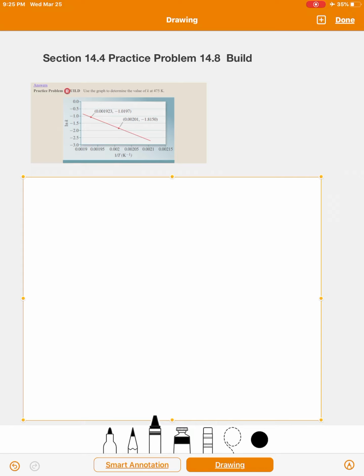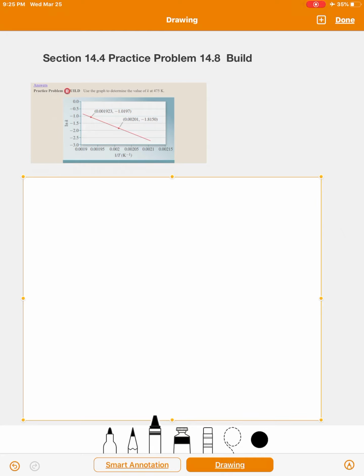Okay, so for this one, section 14.4, practice problem 14.8, the build problem, it says to use the graph to determine the value of K, that's the rate constant, at a temperature of 475 Kelvin, right? 475 K, K is the abbreviation for Kelvin, so that's telling us the temperature.